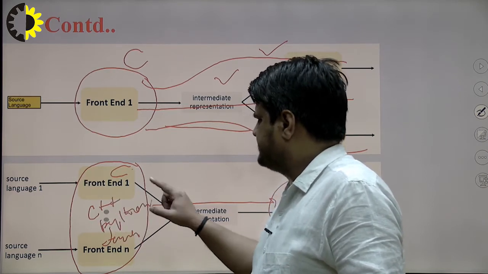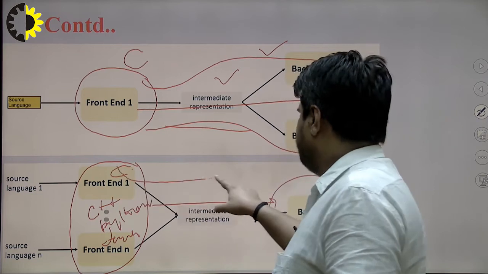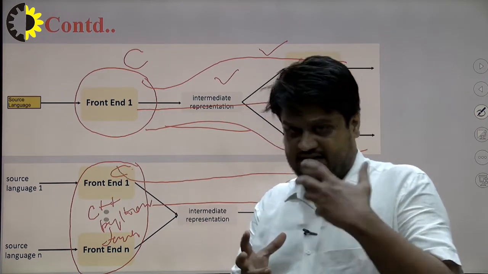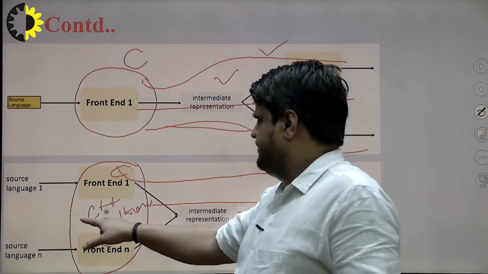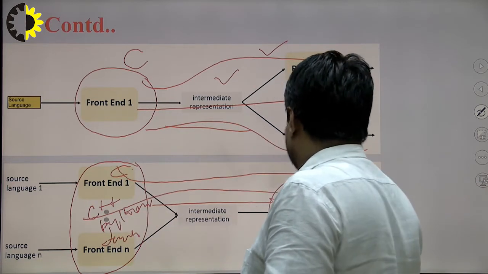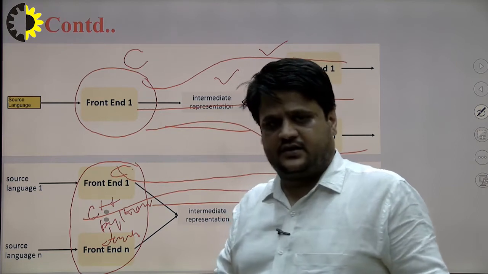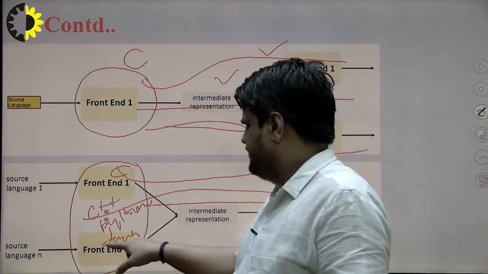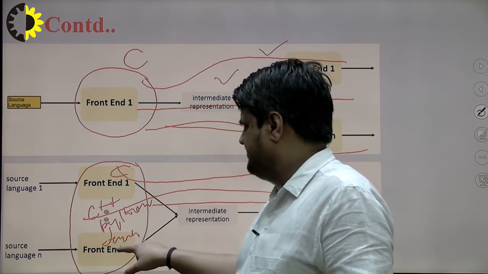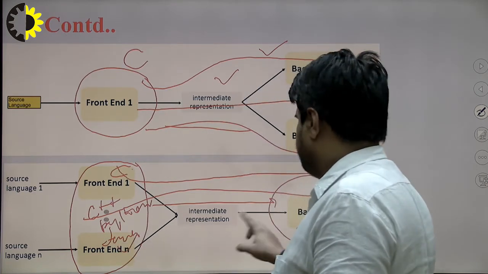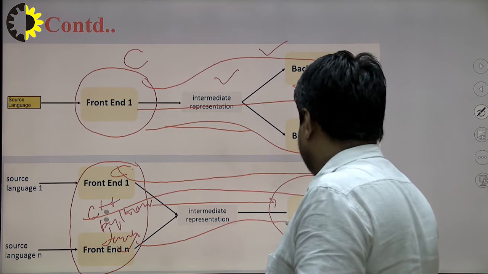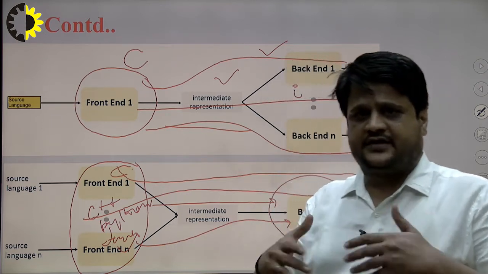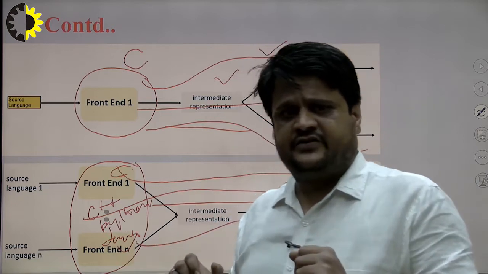So what happens? This particular C front end and the back end for machine M1 will become one compiler. The C++ front end and the back end will become the second compiler for the same machine. Similarly, you have written the front end for Java, and the Java compiler will attach with the back end of the machine M1. You can once again get the compiler for Java, right?